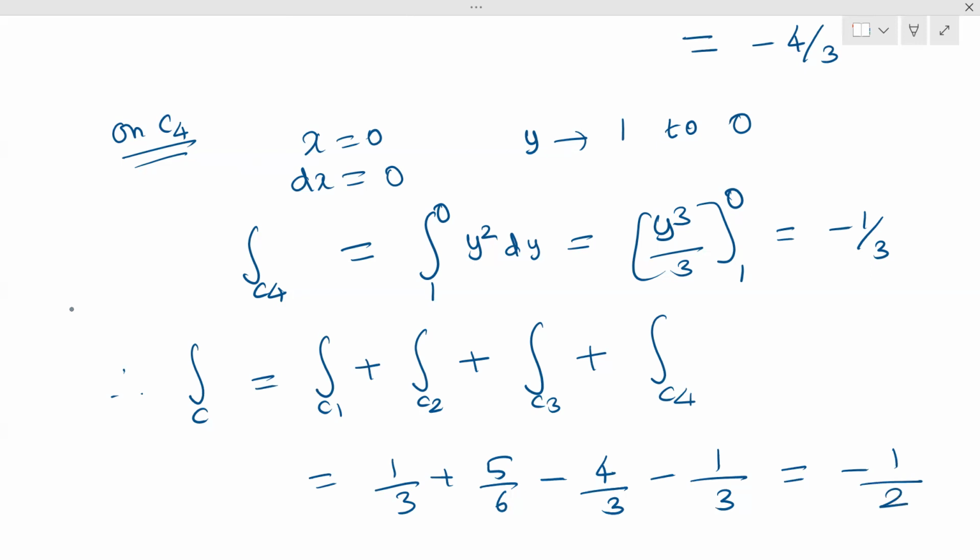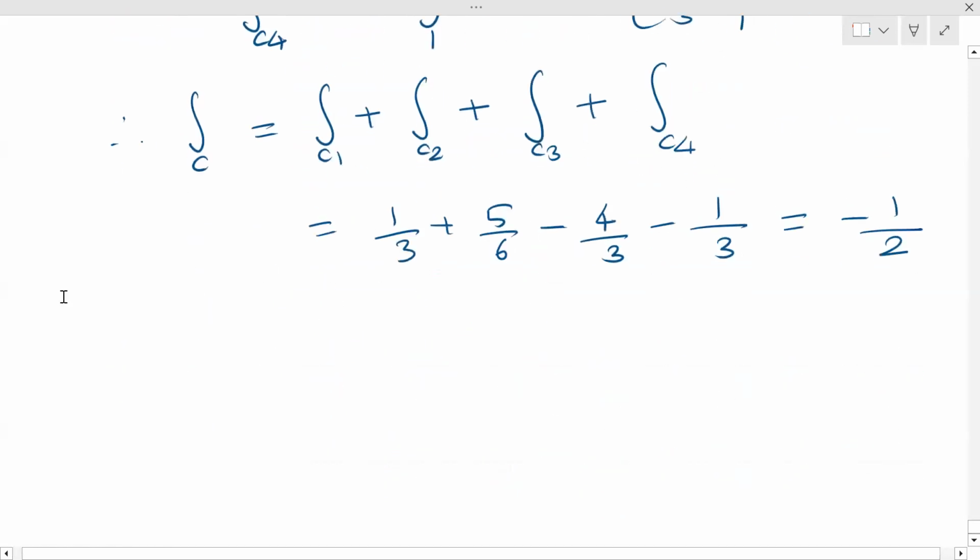Already we did our RHS, so LHS equals RHS. Hence Green's theorem is verified. Okay, so in Green's theorem, we have to check whether LHS equals RHS.